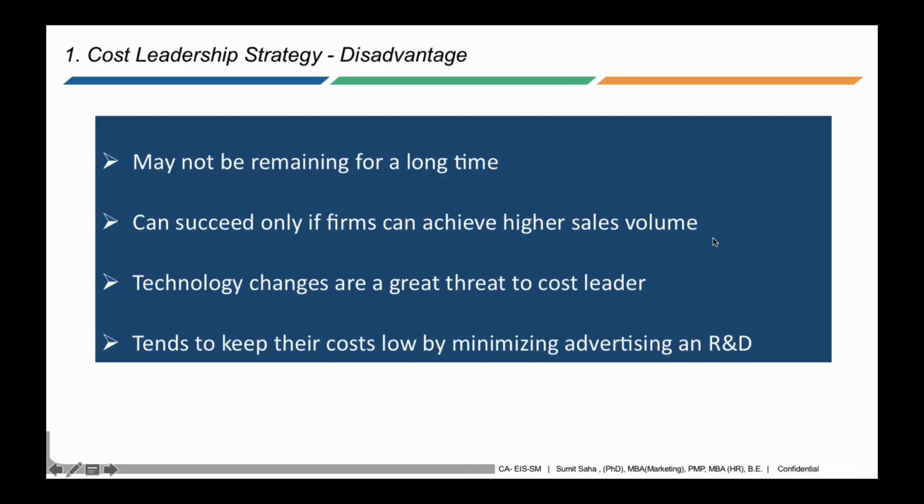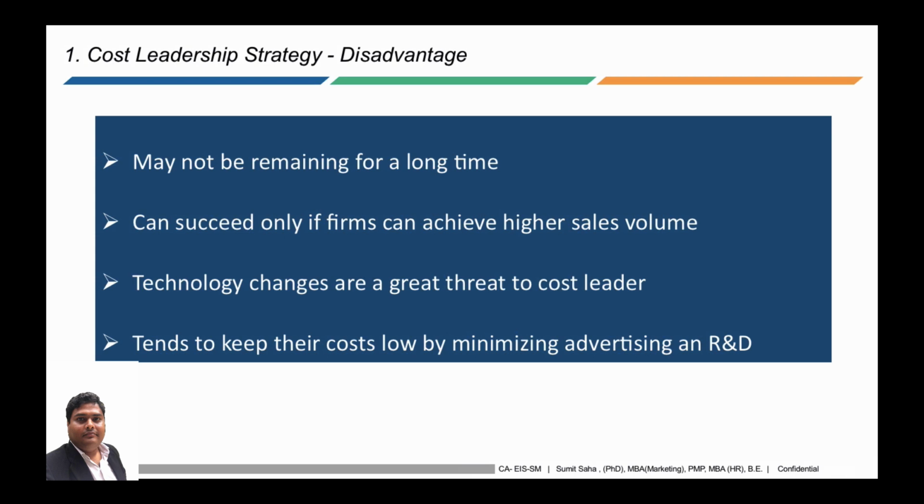Technology changes are a great threat to the cost leader, as I said, and they tend to keep their costs low by minimizing advertising and R&D. That is correct, right? Now we will see in the subsequent slides how technology changes and R&D are actually a competitive advantage if you are paying for them. But for the time being, cost leaders don't have the money. So this kind of advantages or disadvantages you need to remember.